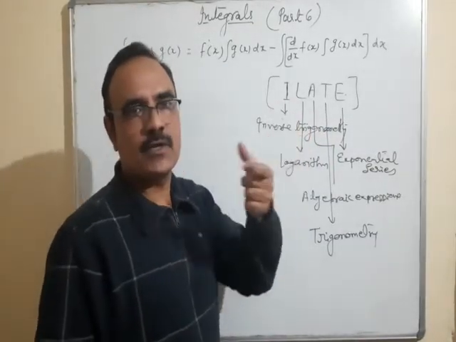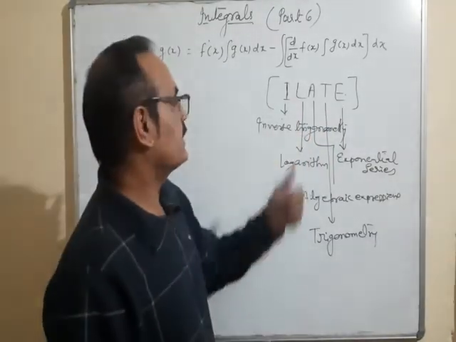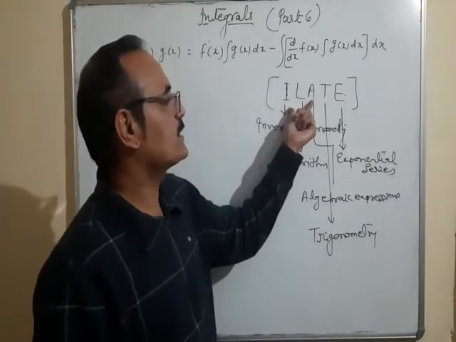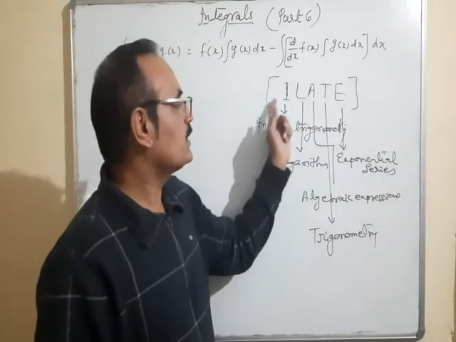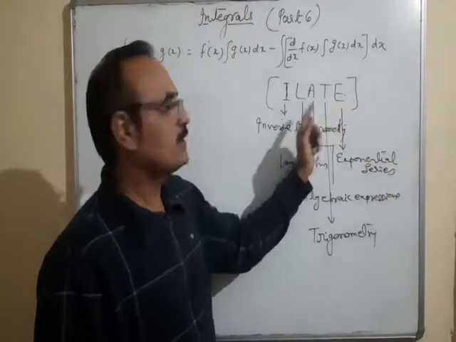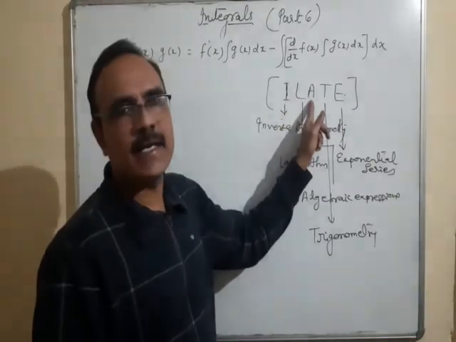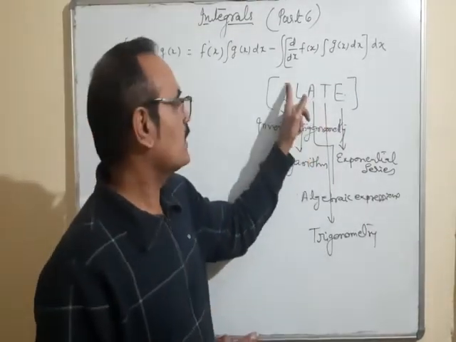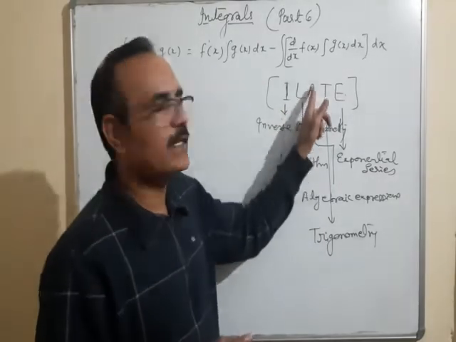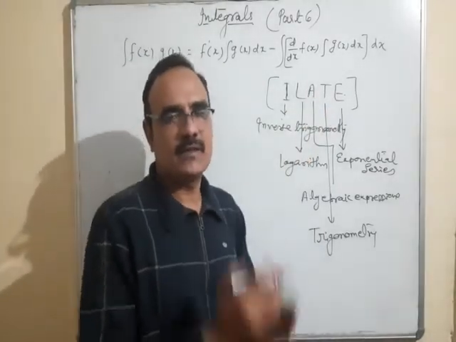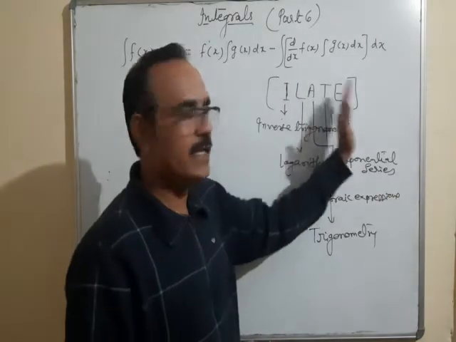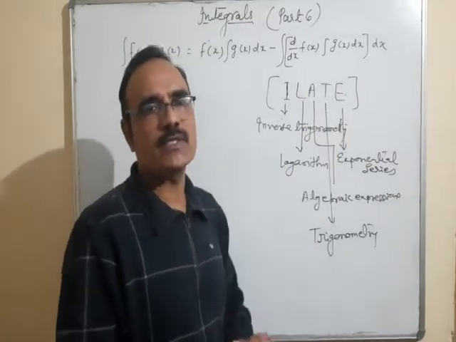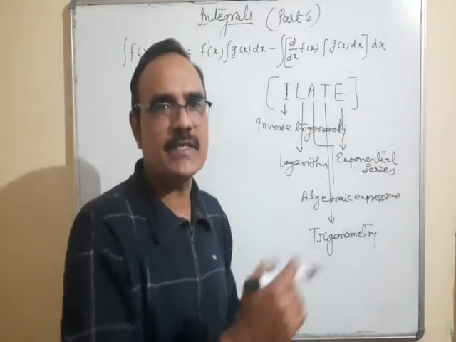So suppose there are two terms given, two functions are there, one is an inverse trigonometry and one is algebraic expression. So in this word ILATE, first is I and after that A is coming, so we have to take first term as inverse trigonometry and second term as algebraic expression. That means according to this word, whatever the letters are coming, according to the sequence of the letters, we are selecting first term and second term.